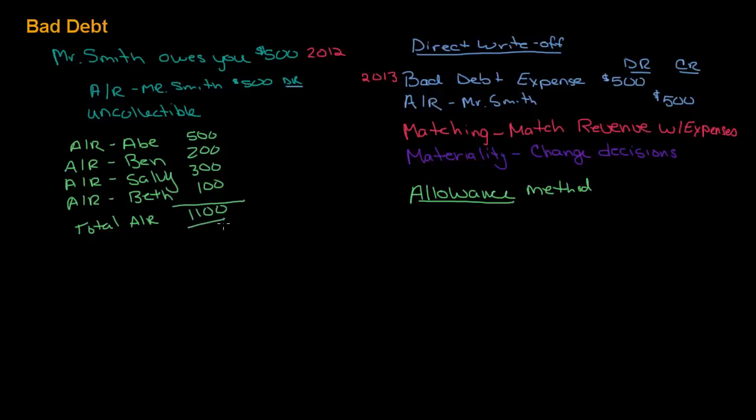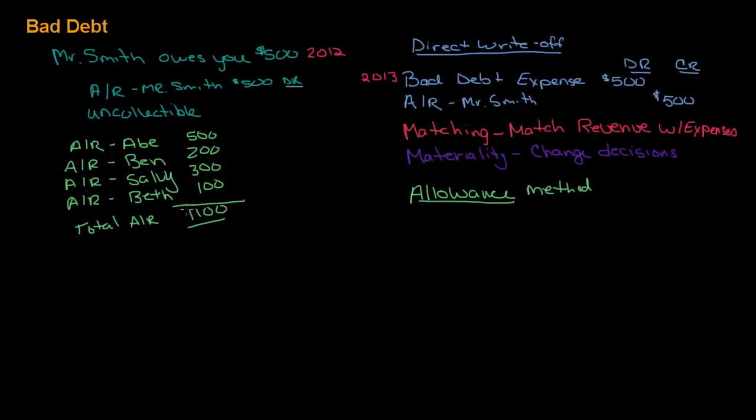Now the 1,100 is all you're going to see on your financial statements. You're not going to see everybody's individual balance. So what the allowance says is we think that some portion of this 1,100 is going to go bad. We don't know who's not going to pay us. Maybe Abe won't pay us, maybe Sally won't pay us. We don't really know, but we know that somebody's not going to pay because we looked at past history.